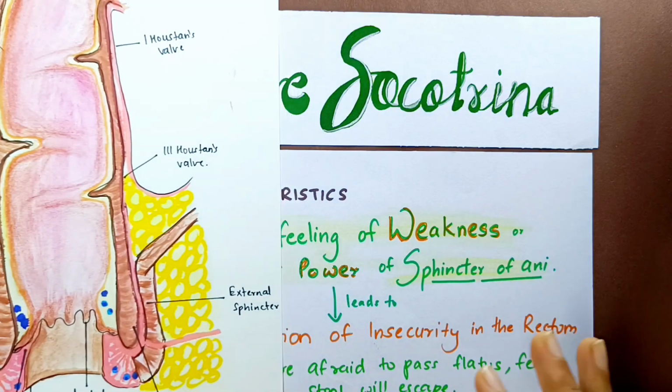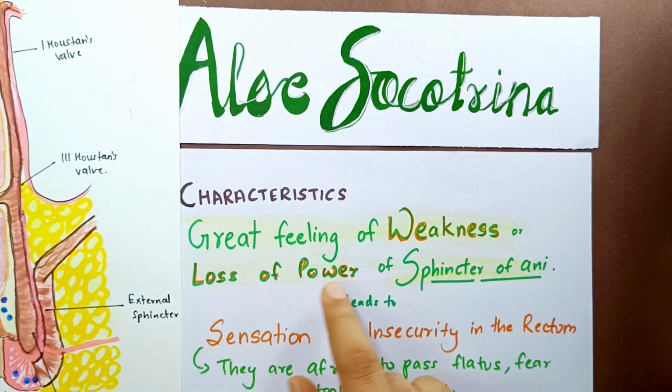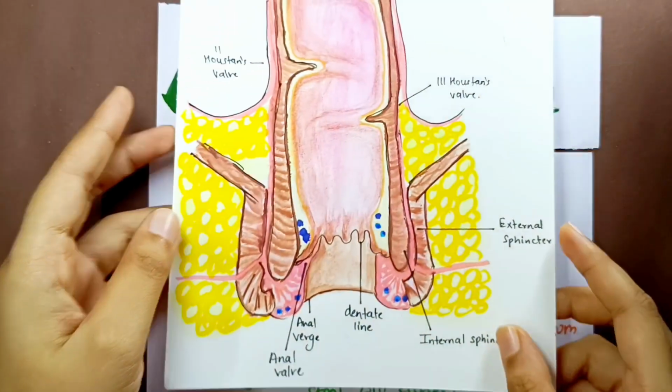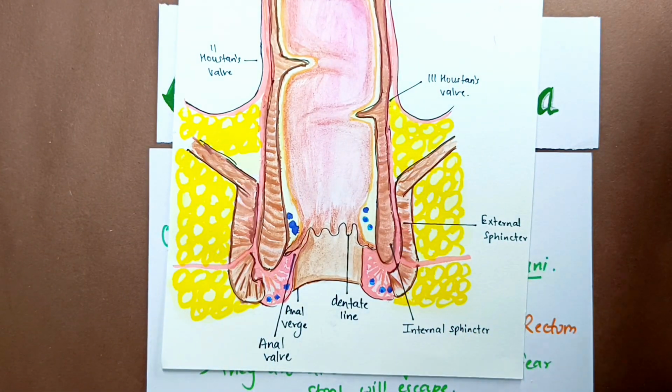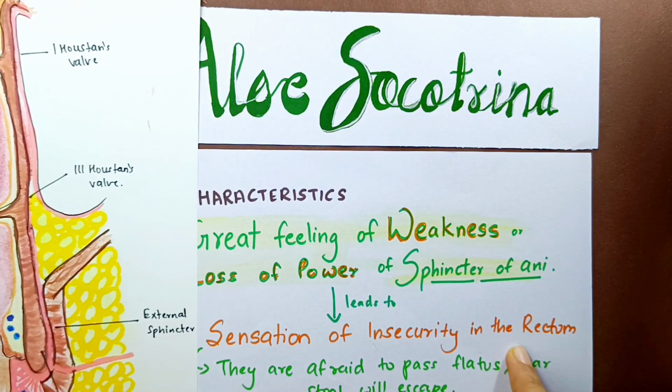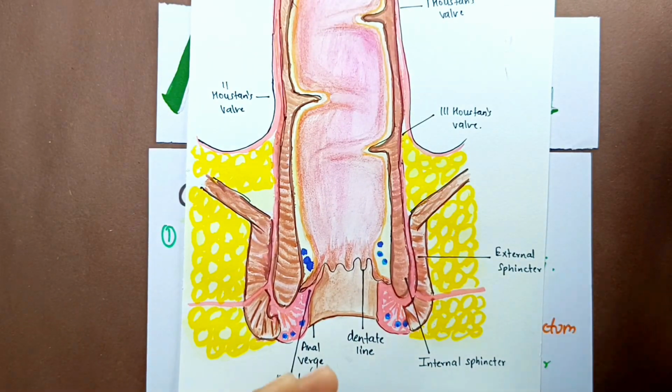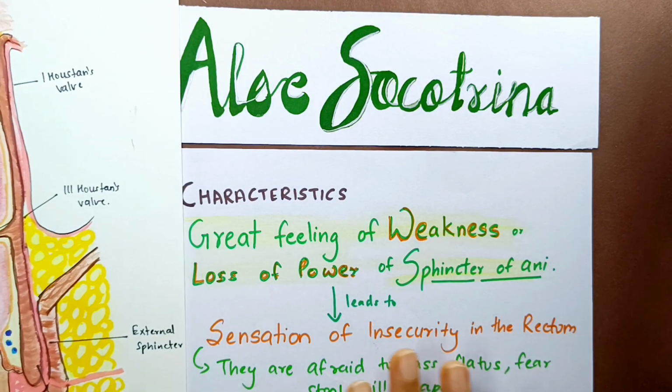But what happens in Aloe is there is a great feeling of weakness or loss of power of sphincter ani. So this sphincter does not hold that much power now, because of which there is insecurity in the rectum, meaning you're not feeling secure, you're not feeling that you can contain the feces, and they may be expelled at any time, anywhere. You cannot have control over it. So that is why it is mentioned over here that there is sensation of insecurity in rectum.